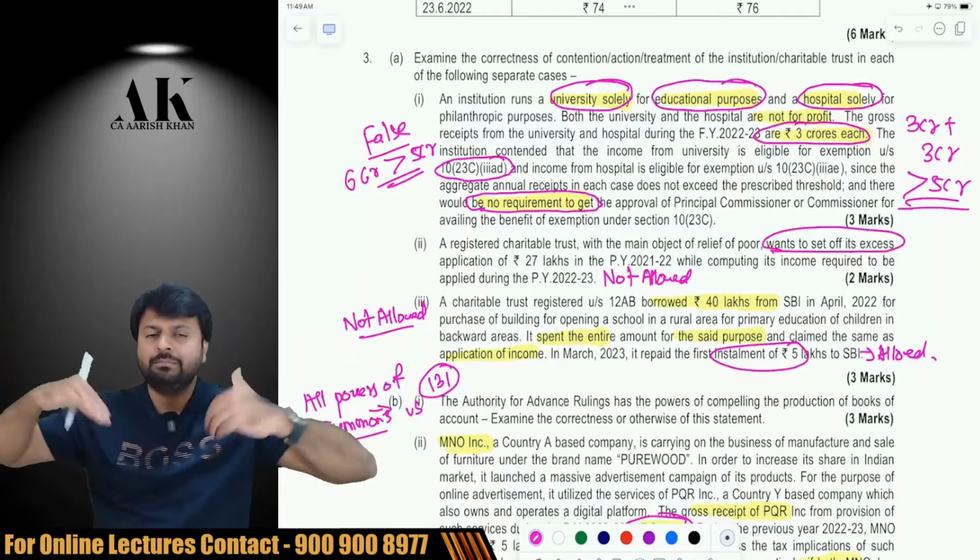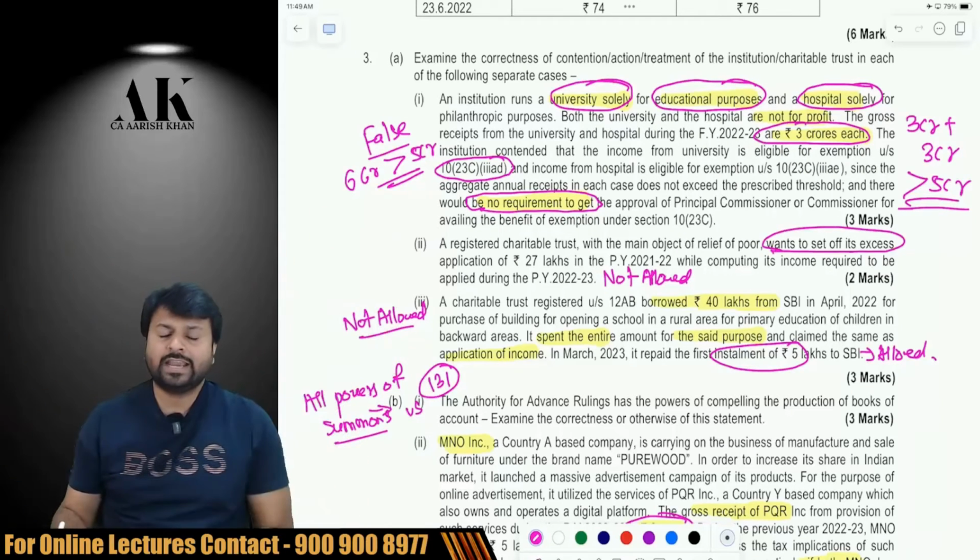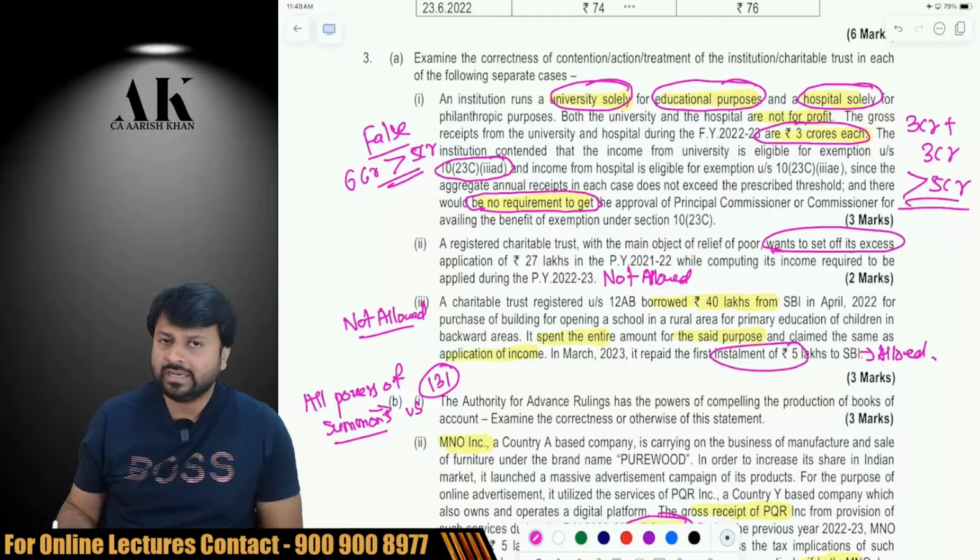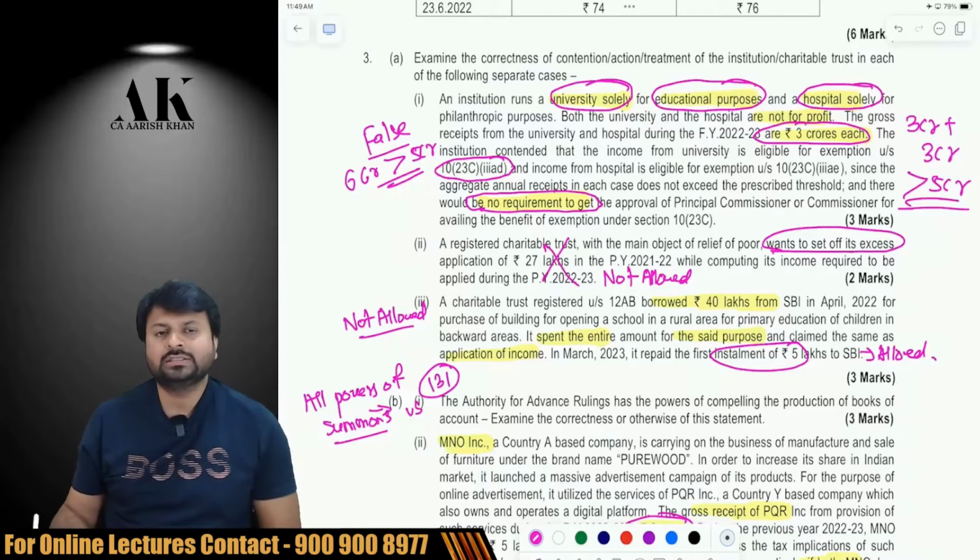excess application. Because of excess application, there is a loss. Can the assessee set off that loss in the current year? That is not allowed. That is absolutely not allowed. That is prohibited under the income tax law.